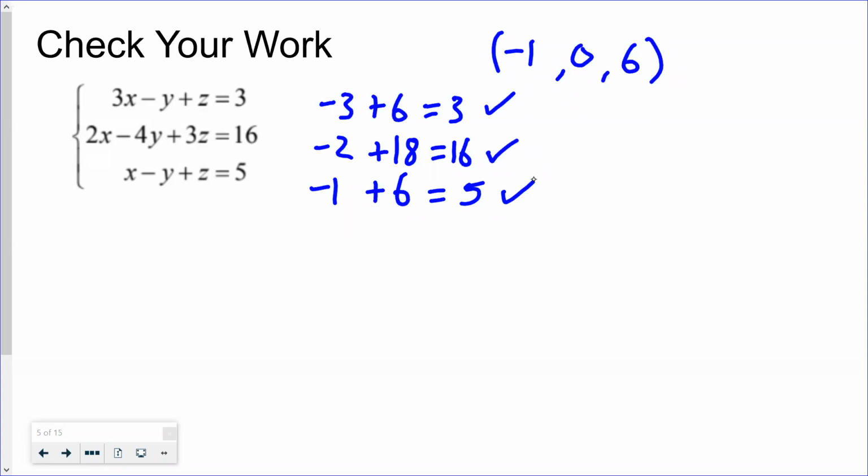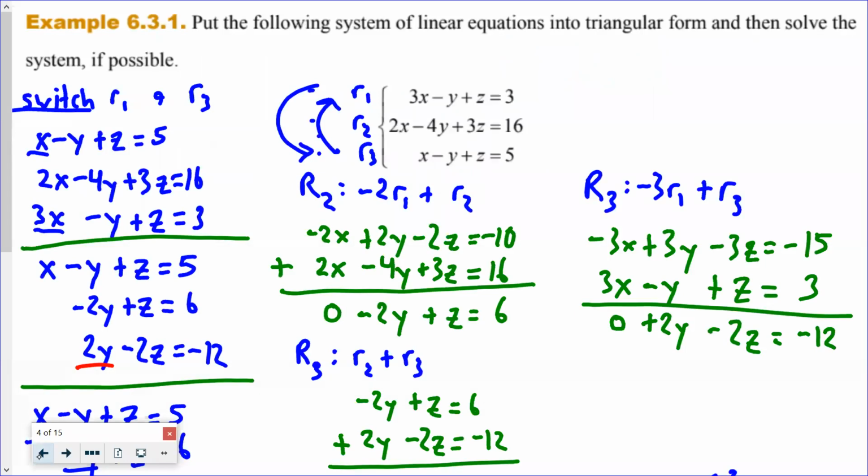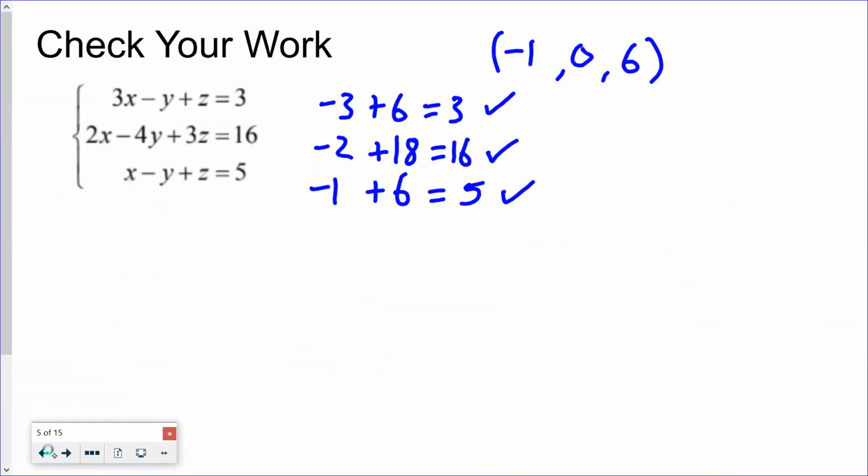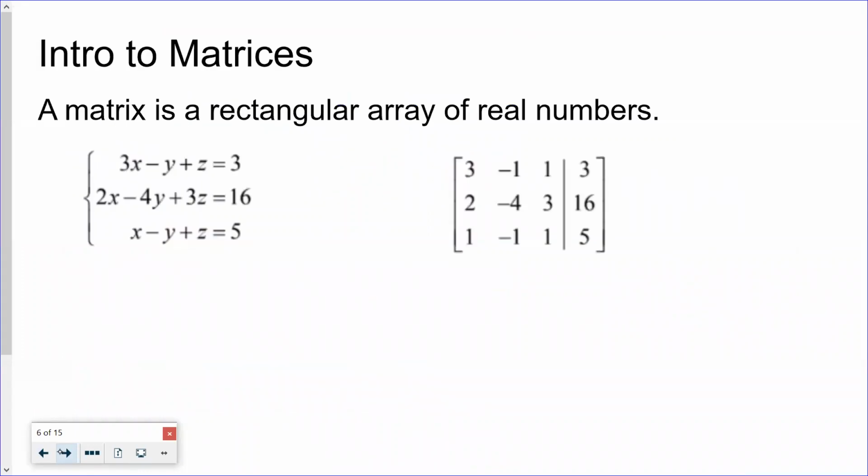Huzzah. Okay, cool. Now, as we've been doing this, it gets a little tedious. If I go back and look at this, I really didn't need to write out the x's and the y's and the z's. I could have just kept the numbers in the right column, because the first column was your x's, the second column was the y's, and the third column was the z's. And whatever it's equal to was on the far right. So it's easier to do this if we actually switch it into a matrix.